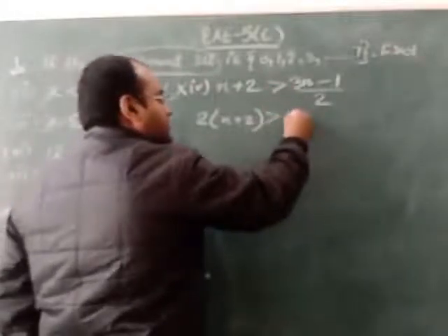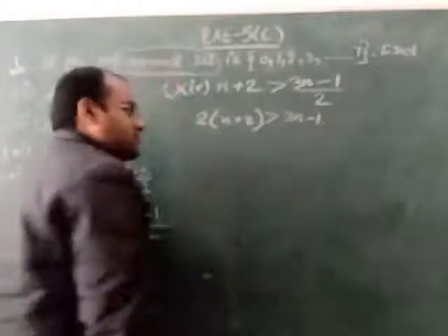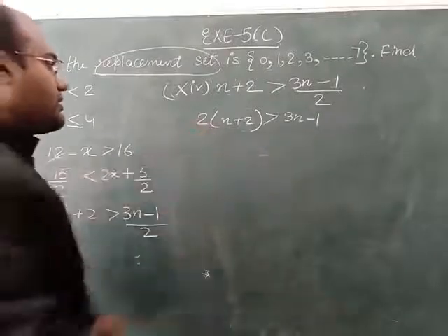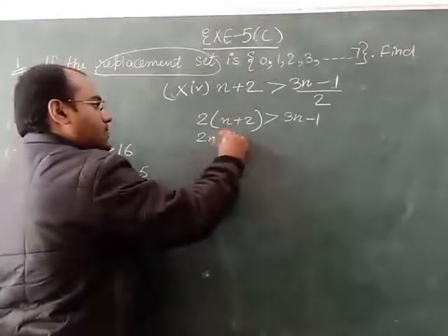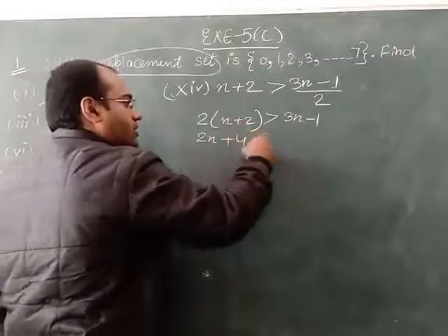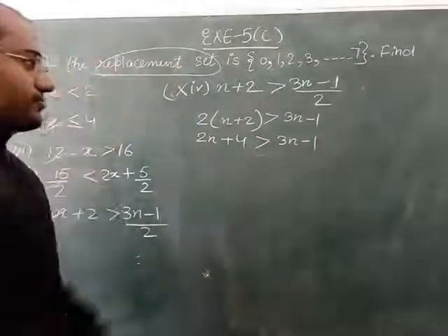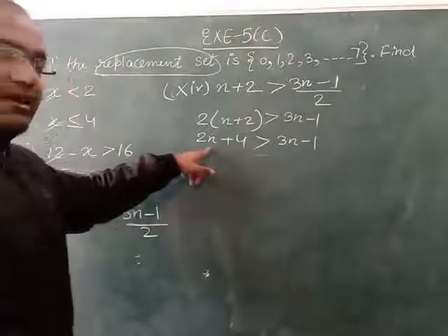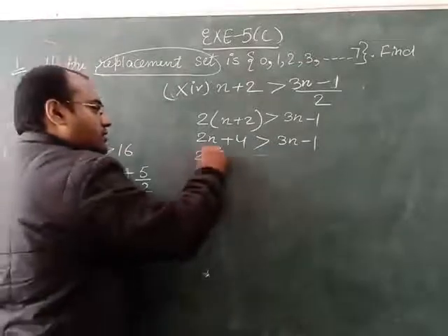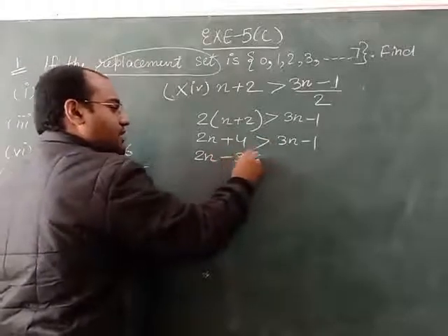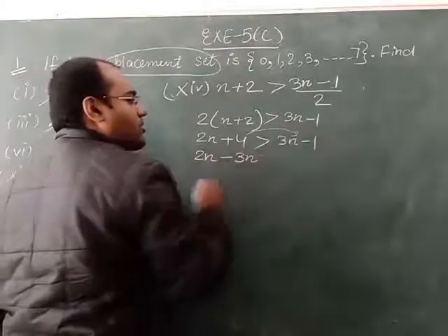Greater than 3n minus 1 as it is. Now we will open the bracket here. 2 into n, 2n, plus 2 into 2, 4, greater than 3n minus 1. Now 3n we will bring on left hand. So 2n plus 3n, when it will be written on left hand, we will write it as minus 3n. And 4 will come on right hand.